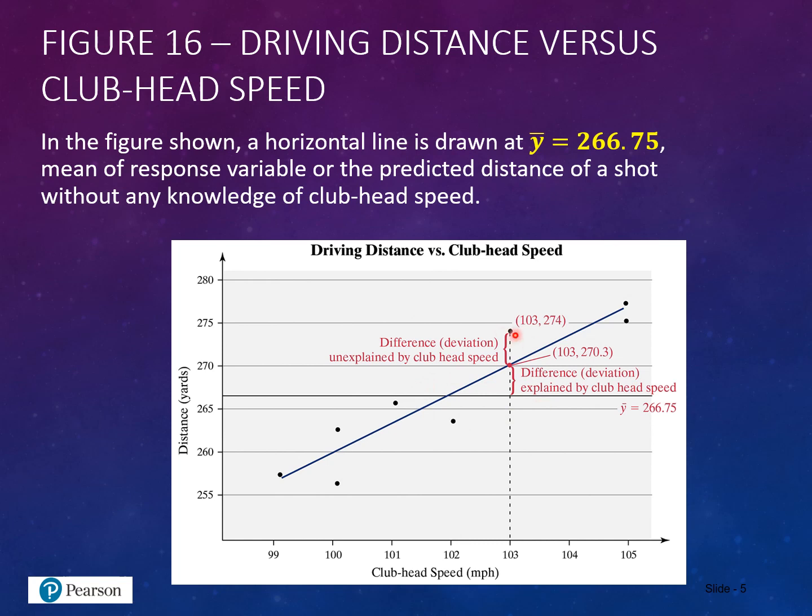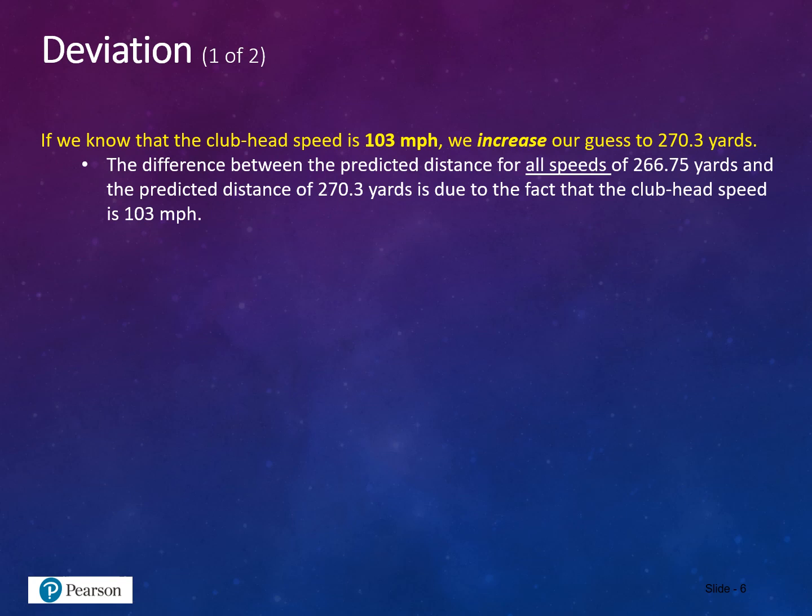You can see that we have a deviation unexplained by the club head speed, and a deviation explained by the club head speed. And this is what we were talking about in the prior graphic, and we'll go into a little bit more detail now. If we know that the club head speed is 103 miles per hour, we increase our guess beyond the mean to 270.3. The difference between the predicted distance for all means of 266 and the predicted distance of 270.3 is due to the fact that the club head speed is 103 miles per hour.